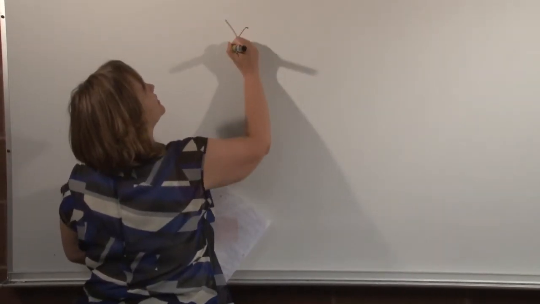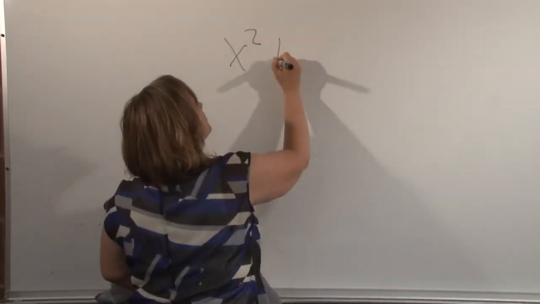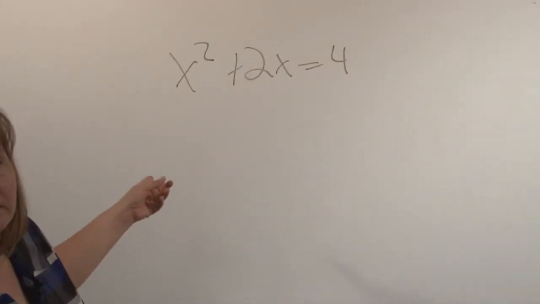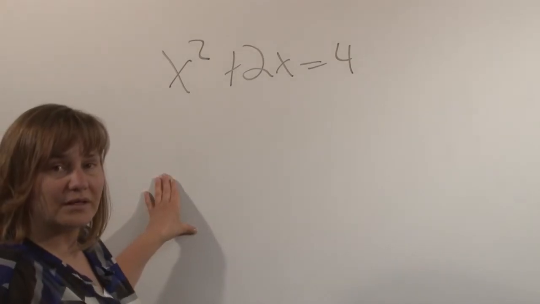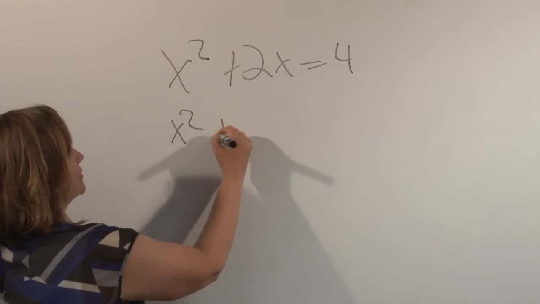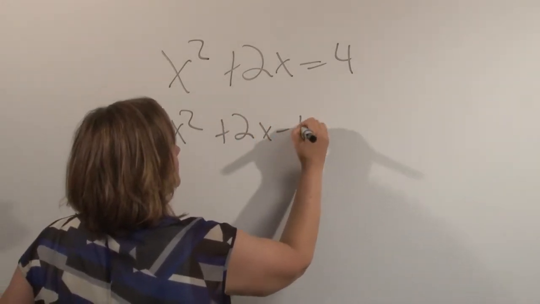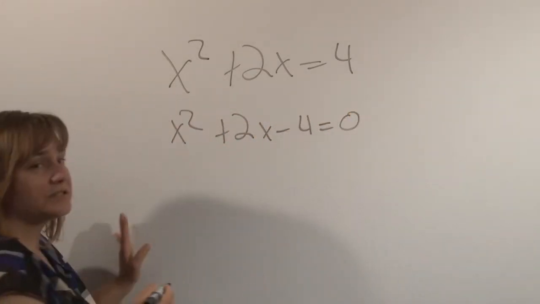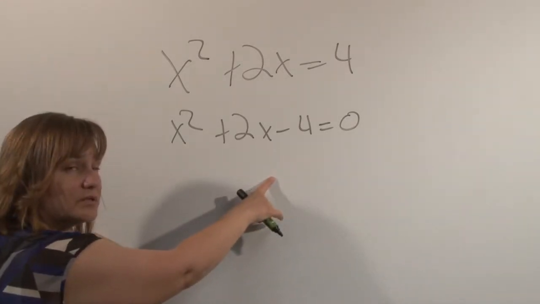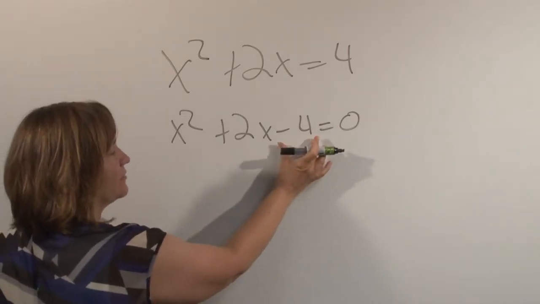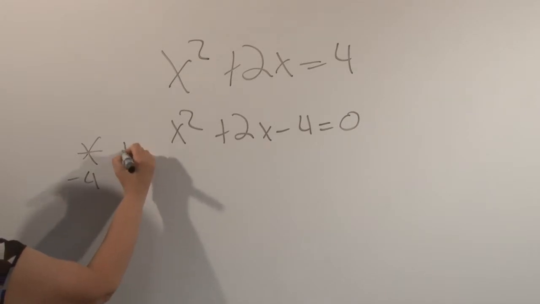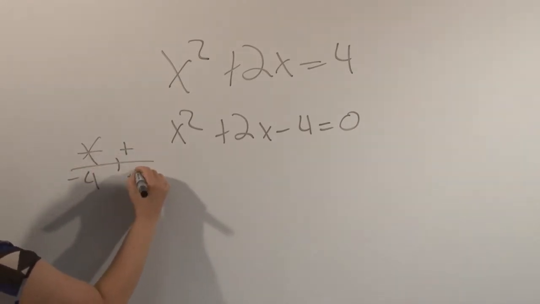We have another situation. X squared plus 2x equals 4. What about this situation? If we get it equal to 0, will it fit the square root property? Well, I certainly don't have something squared all by itself on the left. Is this factorable? Well, let's check it out. Is there anything that multiplies to a negative 4 and adds to a positive 2?